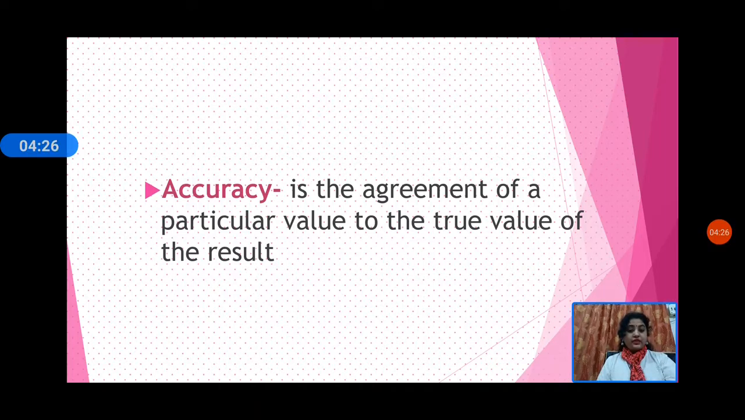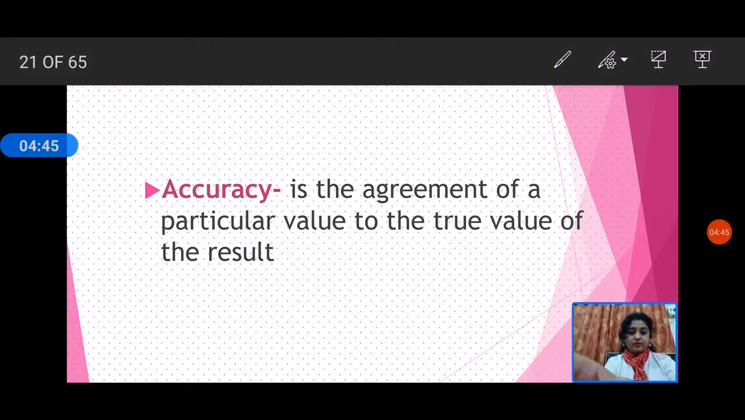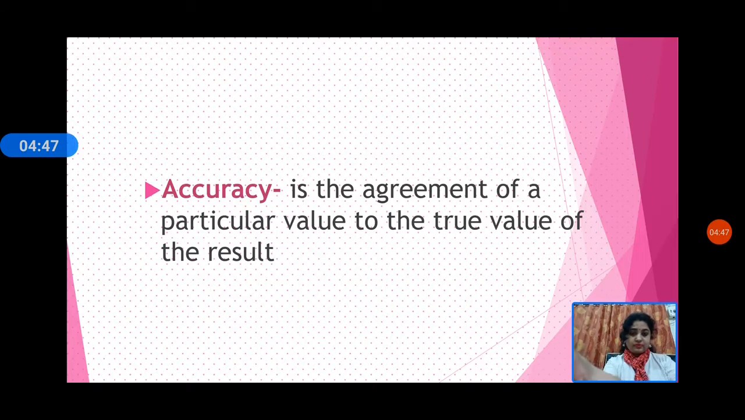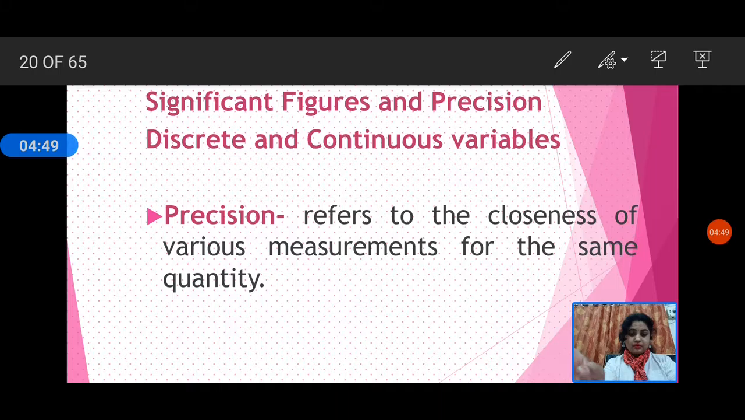Now let's see what is accuracy and what is precision. Accuracy describes the closeness of a single measurement to its true value. If the experimental value is very close to its true value, it is said that the measurement is accurate. And precision? Precision describes how closely the different measurements of a given quantity agree with one another.